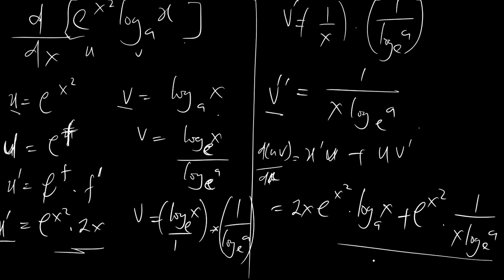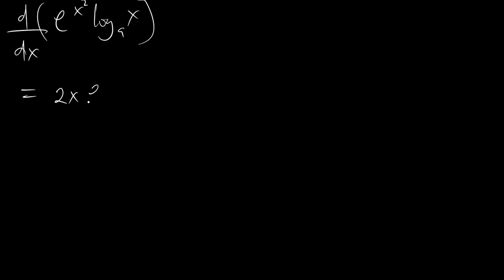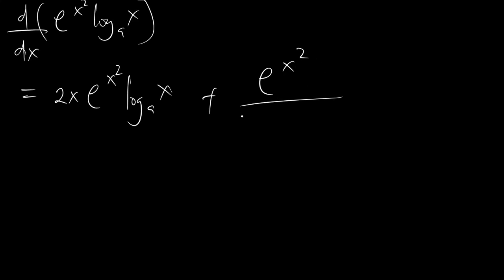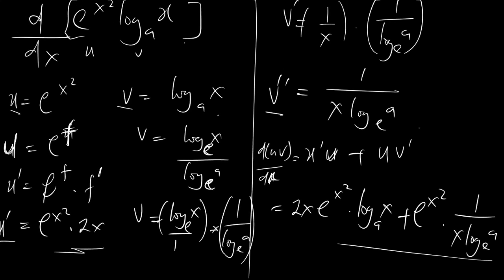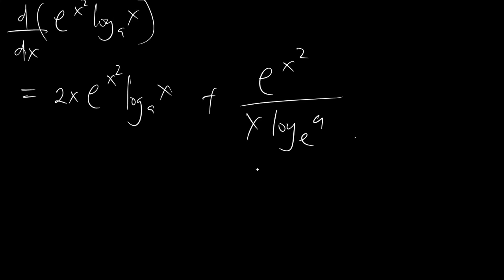So this is the final answer, which we can write properly to say the derivative of e^(x²) log x base a is equal to 2x e^(x²) log x base a plus e^(x²) divided by x log a base e. So which is the final answer.